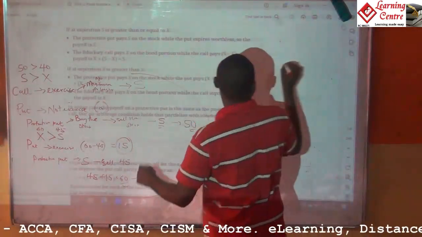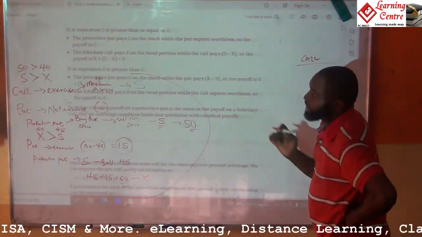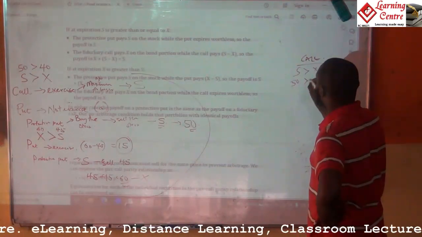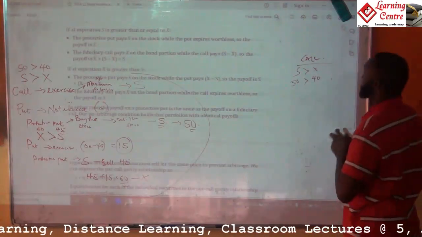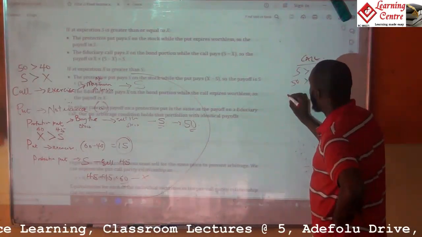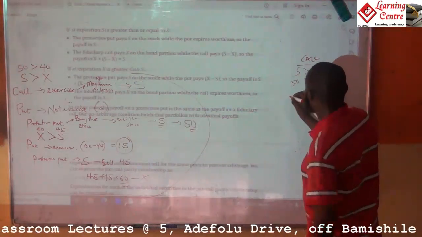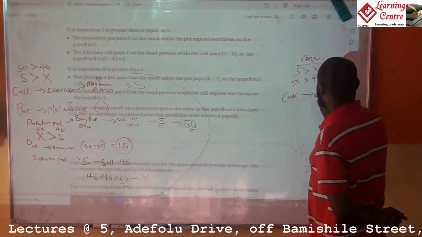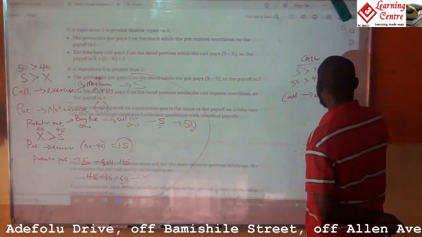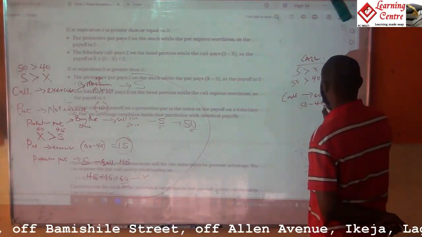So this one was the put. So for the call now, S is greater than X. 50 is greater than 40. I said I'm going to buy something at 40 naira, and the market is 50 naira. So what am I going to do? I will exercise. So yes, call exercise. Because I'm exercising, it means I will now have what? 50 minus 40, which is 10, right?